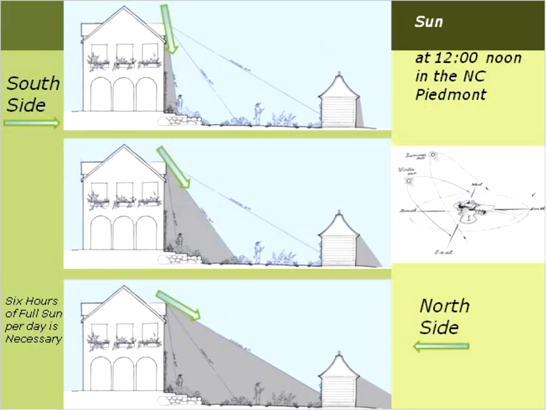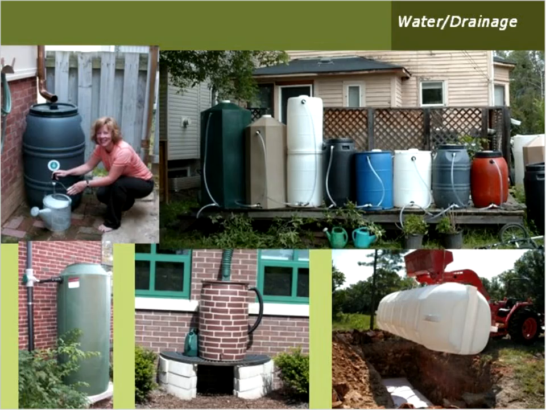Y'all are all, I'm sure, well versed on sun angles. These are some images from a project I did for a client who had to be convinced that she could have a kitchen garden on the north side of the structure. Here, just as an example, the top one shows the summer solstice. The middle is more of a spring, fall, and then the last one shows the winter solstice. So proving to her that we could have a garden there.